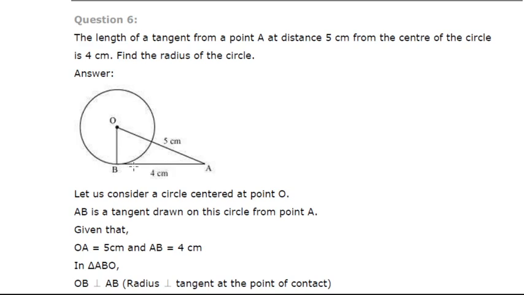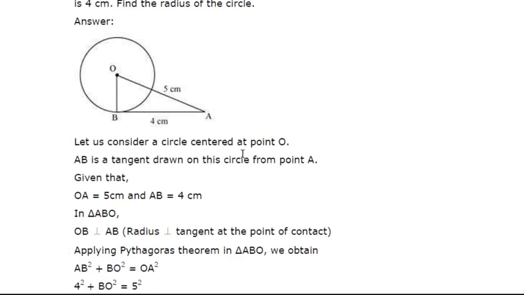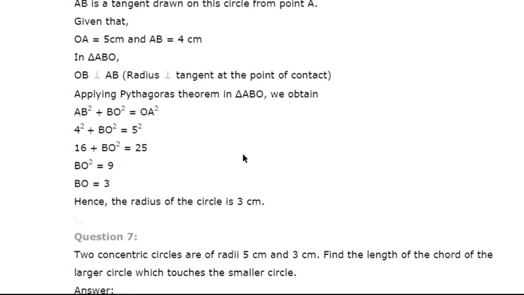This is your tangent and distance 5 centimeter from the center of the circle. The point A is how much? 5 centimeter and from here 4 centimeter. Now you need to find the radius. Simple, again you use the Pythagoras theorem. 5 square minus 4 square, you will get 9. The square root of 9, you will get 3. It means your radius is 3.